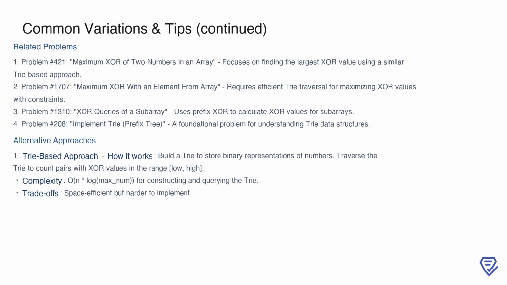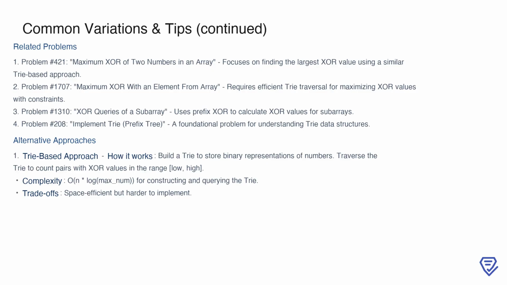This problem is closely related to several others, making it a great opportunity to strengthen your understanding of XOR-based algorithms and tree data structures. For instance, problem number 421, maximum XOR of two numbers in an array, focuses on finding the largest XOR value using a similar tree-based approach. Problem number 1707, maximum XOR with an element from array, combines efficient tree traversal with constraints to maximize XOR values.